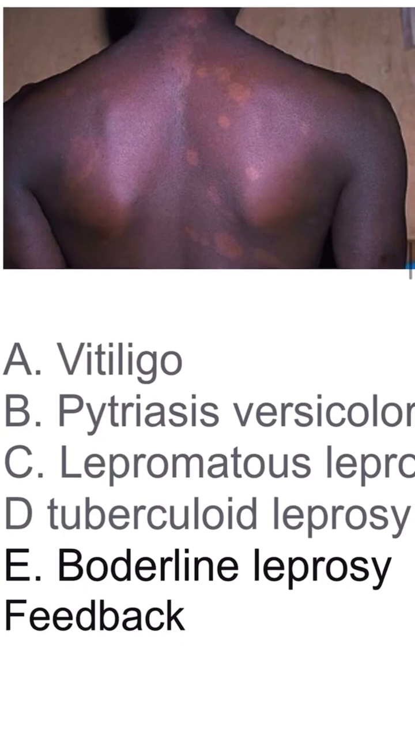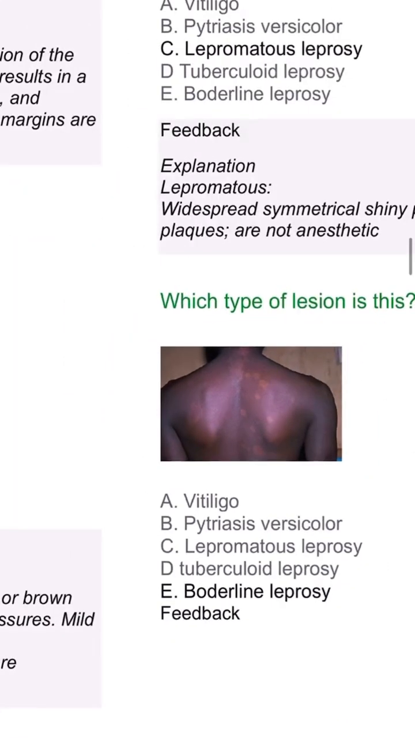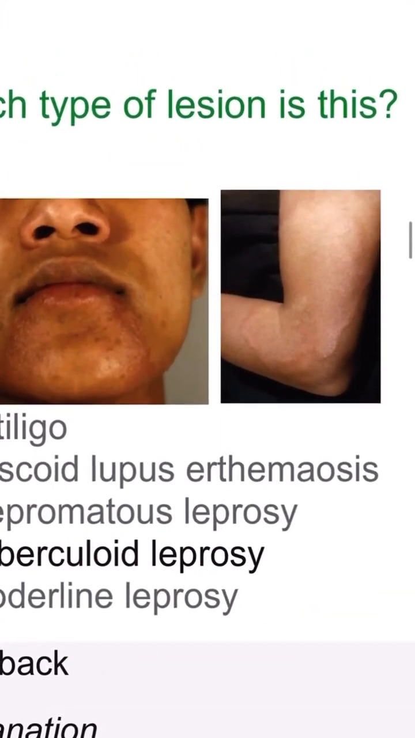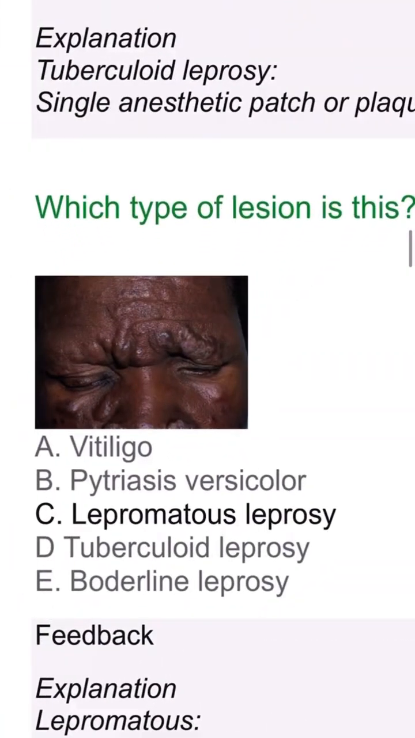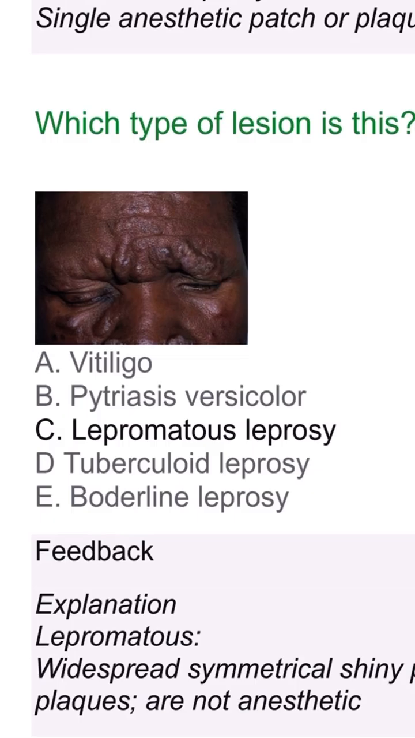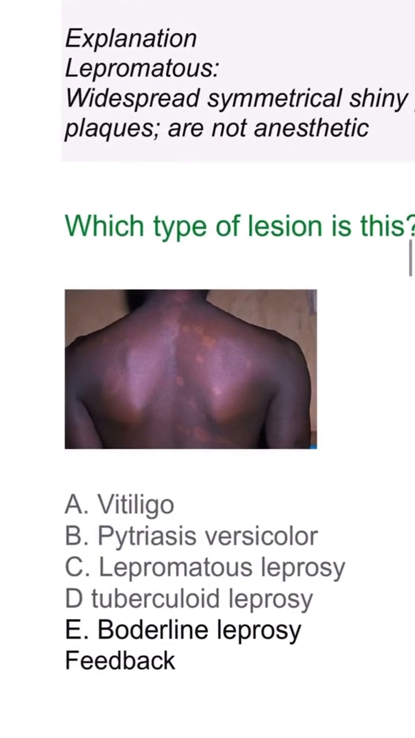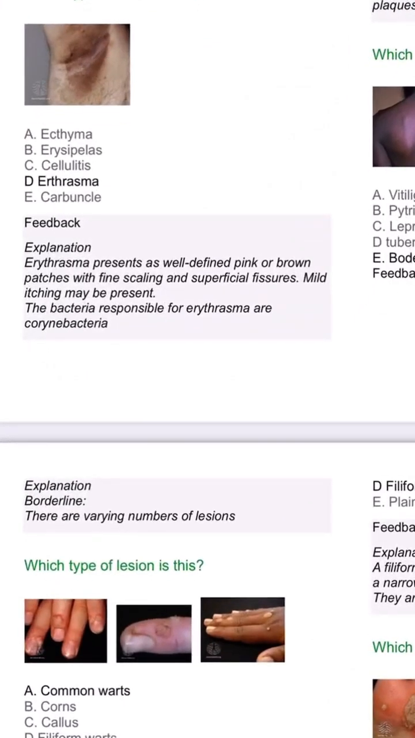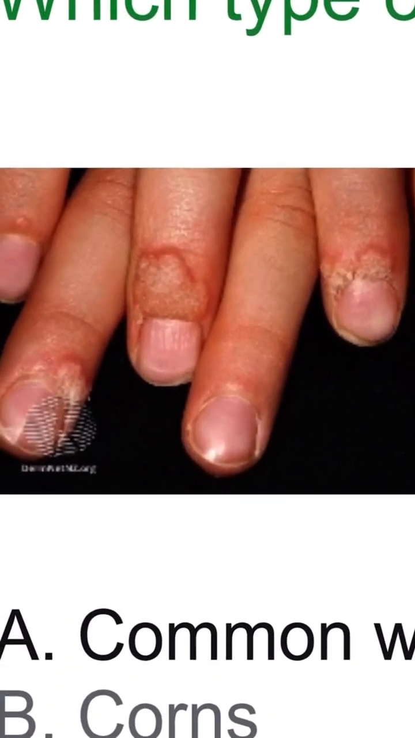Okay, which type of lesion is this? This is borderline leprosy. Okay, lepromatous leprosy, tuberculoid leprosy. Tuberculoid leprosy will be anesthetic. Lepromatous leprosy will not be anesthetic. Okay, and this is borderline leprosy. Okay, they have varying numbers of lesions.